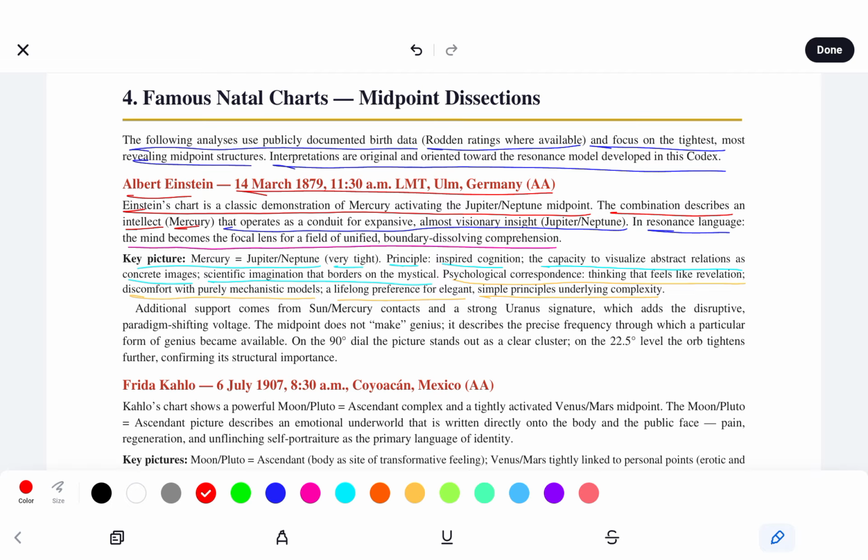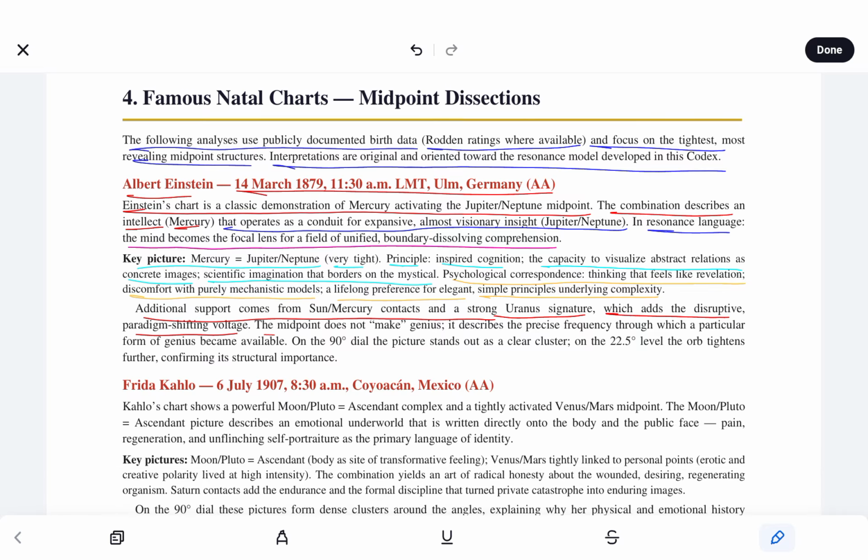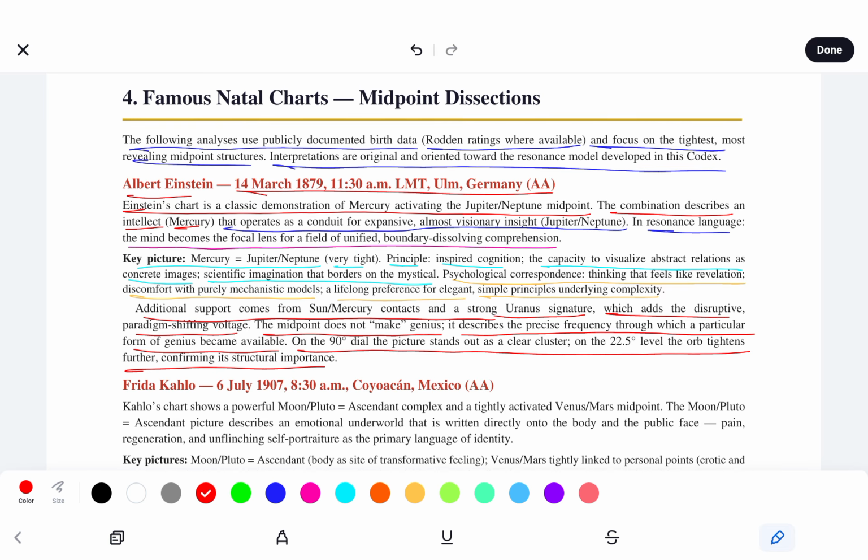Additional support comes from Sun-Mercury context and a strong Uranus signature, which has a disruptive, paradigm-shifting voltage. The midpoint does not make genius; it describes the precise frequency through which a particular form of genius becomes available. On the 90-degree dial, that picture stands out as a clear cluster. On the 22.5-degree level, the orb tightens further, confirming its structural importance.